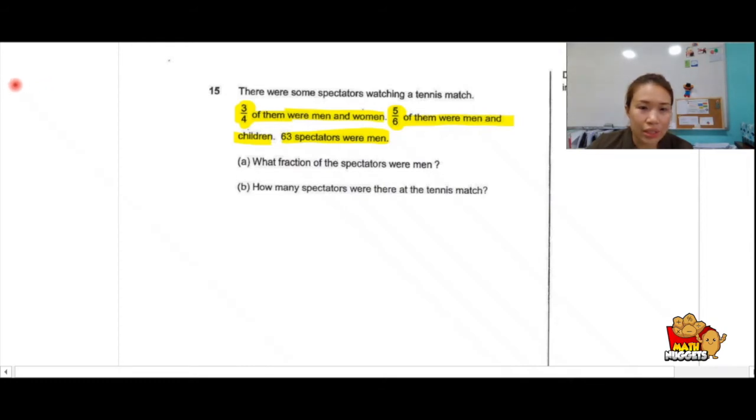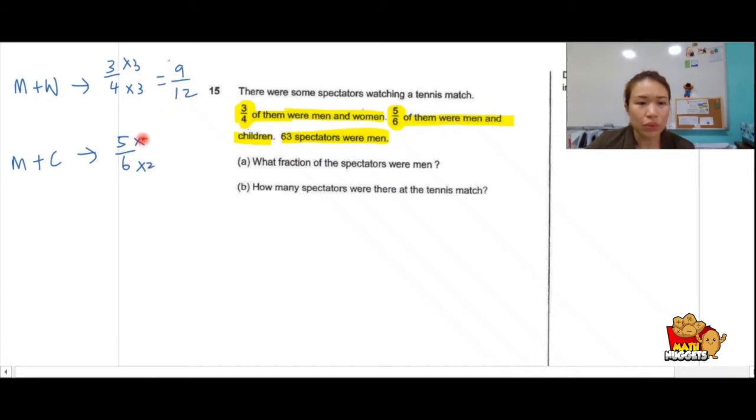So over here it says men plus women is 3/4. And this one is men plus children. It says 5/6. So I'm going to change to the same denominator, which is 12. Times 3 times 3, this one is 9/12. Over here we times 2 times 2, it's 10/12.